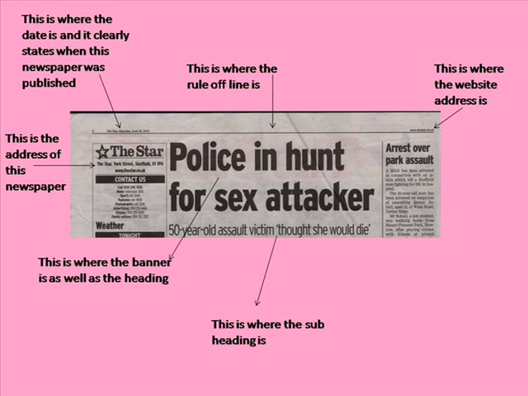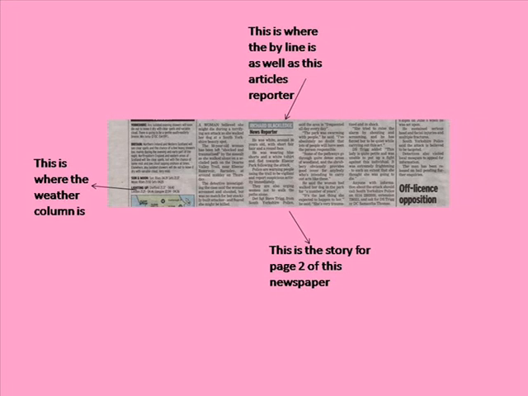The address of the newspaper company is published near the top of the page. The byline is small and not many people pay that much attention to it. The weather column on the newspaper tells the readers the prediction of the weather for the following week.